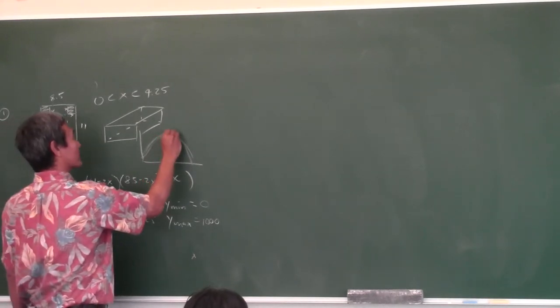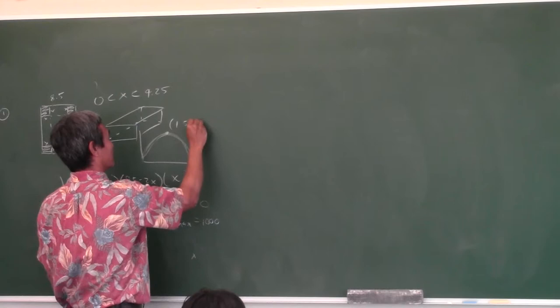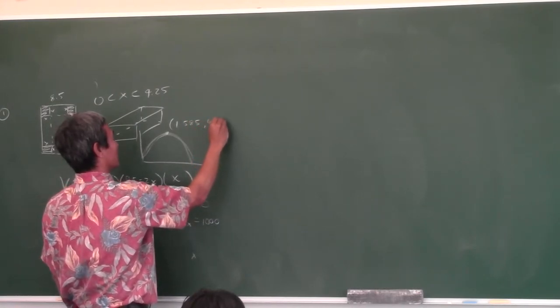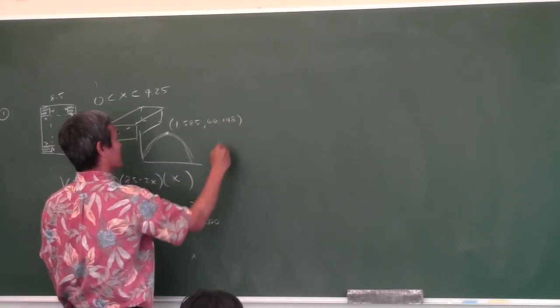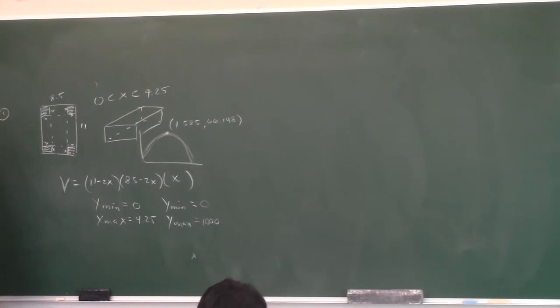So what are the coordinates of this maximum point right here? 1.585 comma 66.148. And then you answer the question. The question says, how big a square should be cut from the corners? Well, 1.585 by 1.585, right? What if the question was, what is the volume of the largest possible box that you can make? Then the answer would be 66.148. So you gotta answer the question.